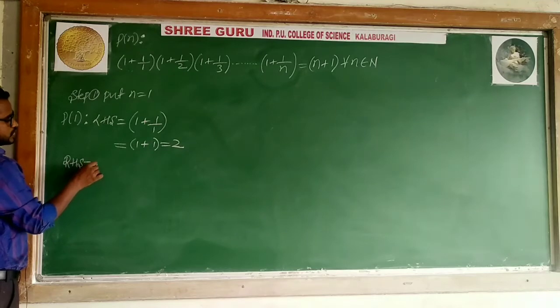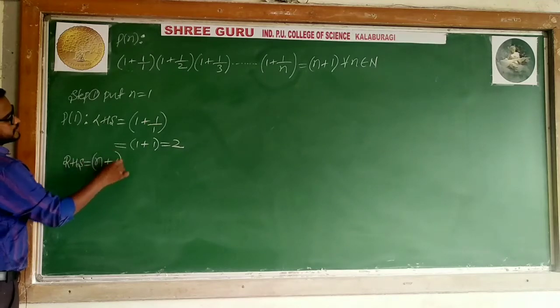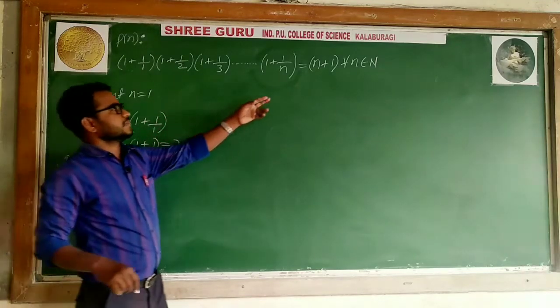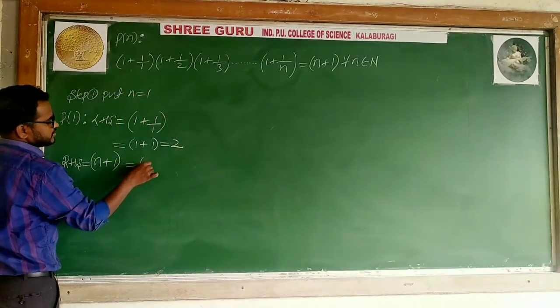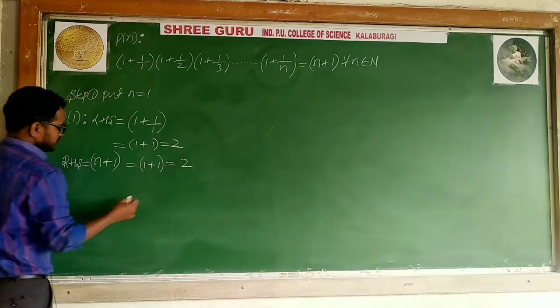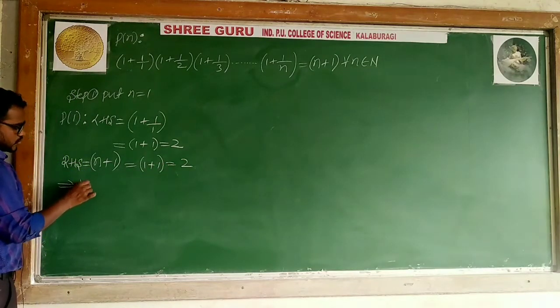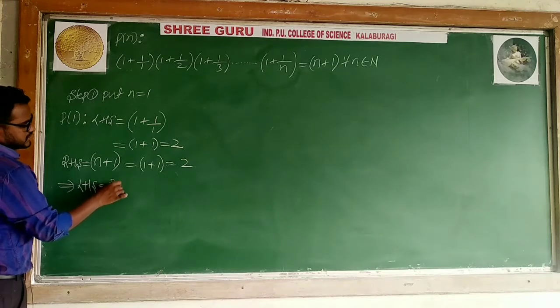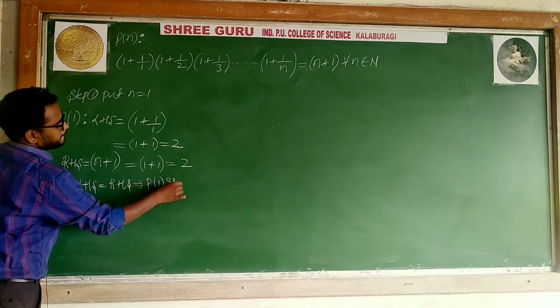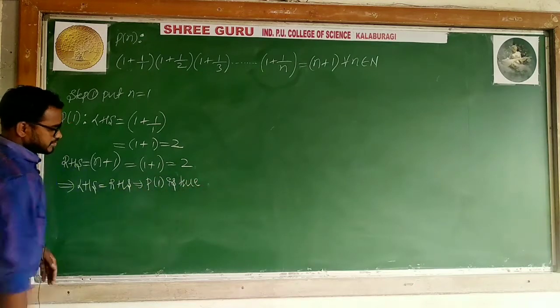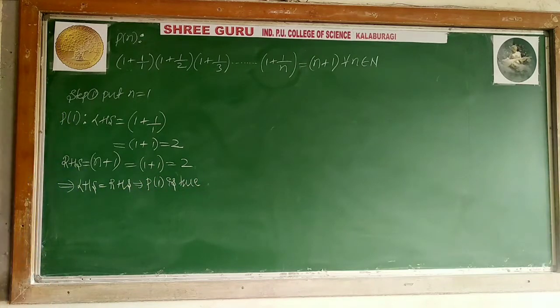The RHS is equal to n plus 1. With n equal to 1, n plus 1 is 1 plus 1, which is 2. It implies that LHS is equal to RHS. P of 1 is 2. This is very simple compared to all the previous problems. Okay, this is the first step. We proved it for n is equal to 1.